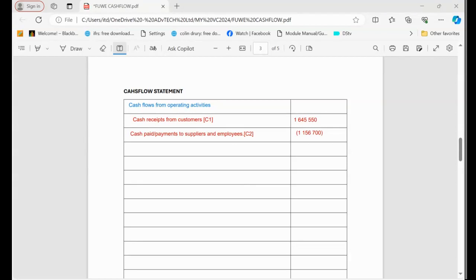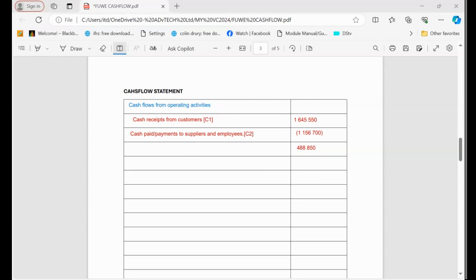Now, we need the difference between the two amounts. The difference should be 488,850. 488,850. Like that. Yes.